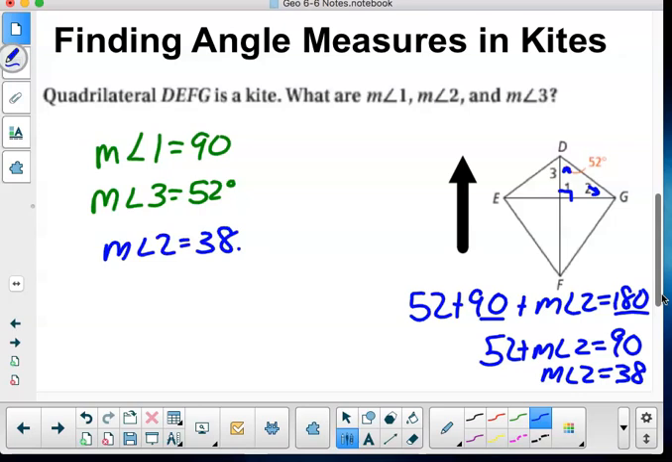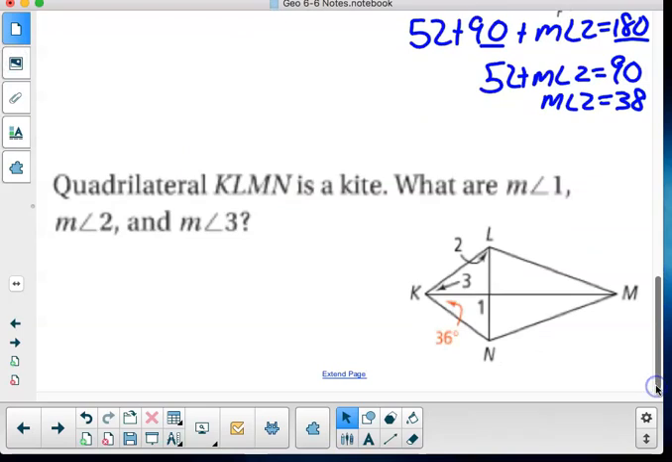Now we've got to wonder if you know this as well, so it's your turn. If you would turn off the video and make an attempt to find angles 1, 2, and 3, I would greatly appreciate it. Go ahead. Okay, welcome back. We're doing the same thing.